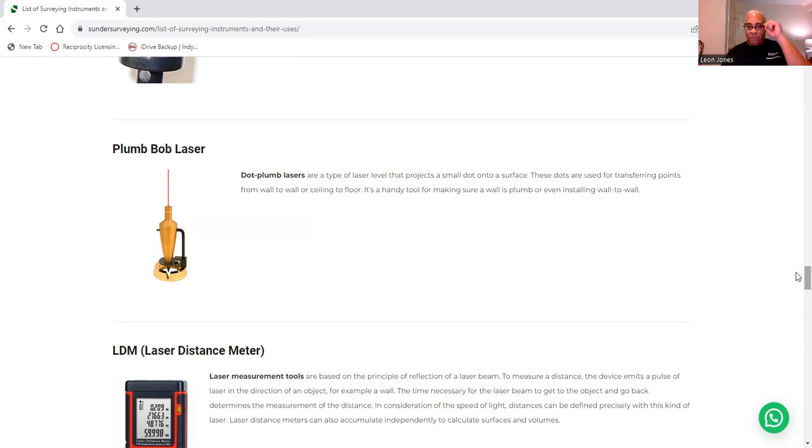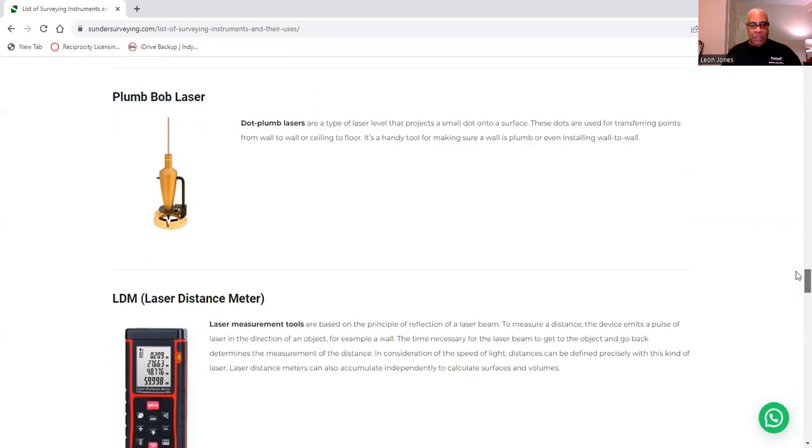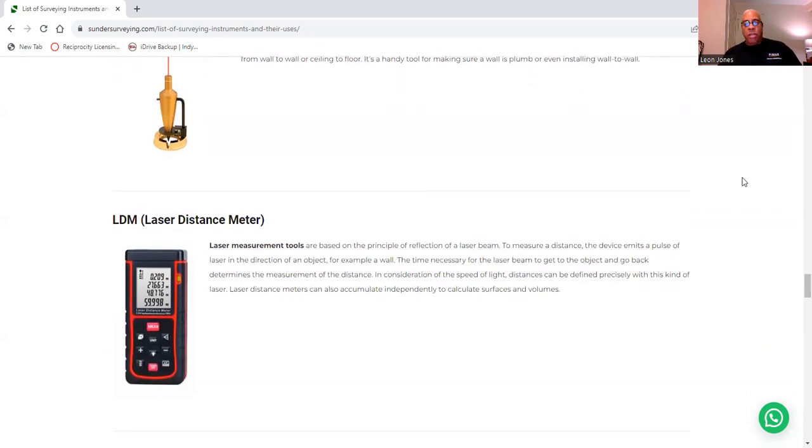This is a construction instrument: an LDM, a laser distance meter. It's based on the principle of reflection of a laser beam. To measure a distance, the device emits a pulse of laser in the direction of an object, for example, a wall. The time necessary for the laser beam to get to the object and go back determines the measurement of the distance. In consideration of the speed of light, distances can be defined precisely with this kind of laser. Laser distance meters can also accumulate independently to calculate surfaces and, of course, volumes.